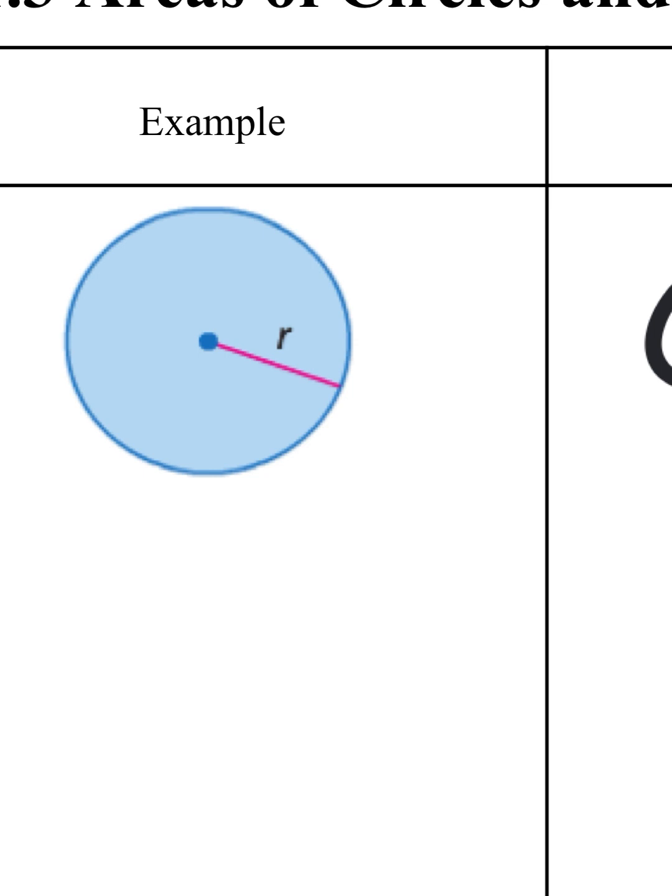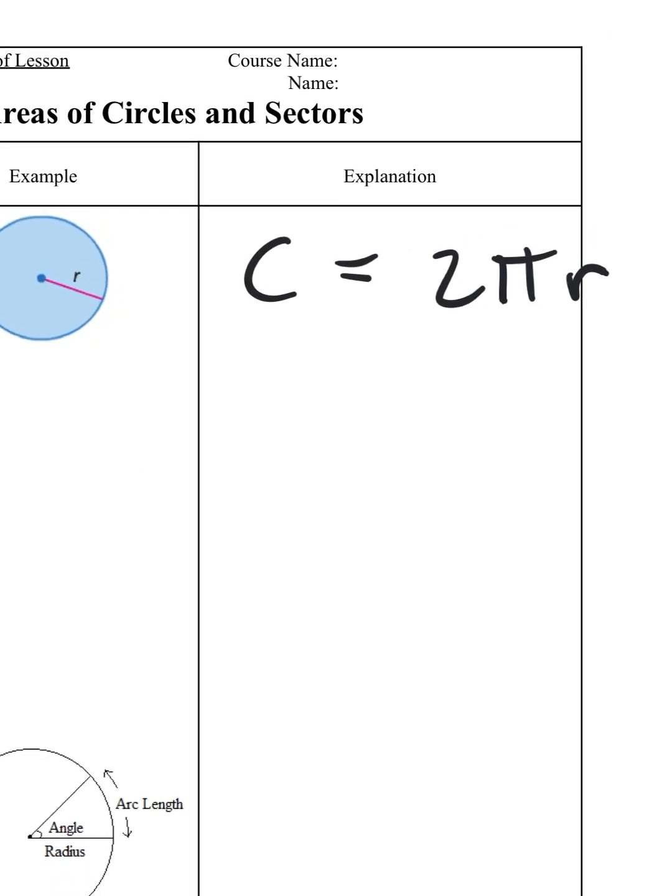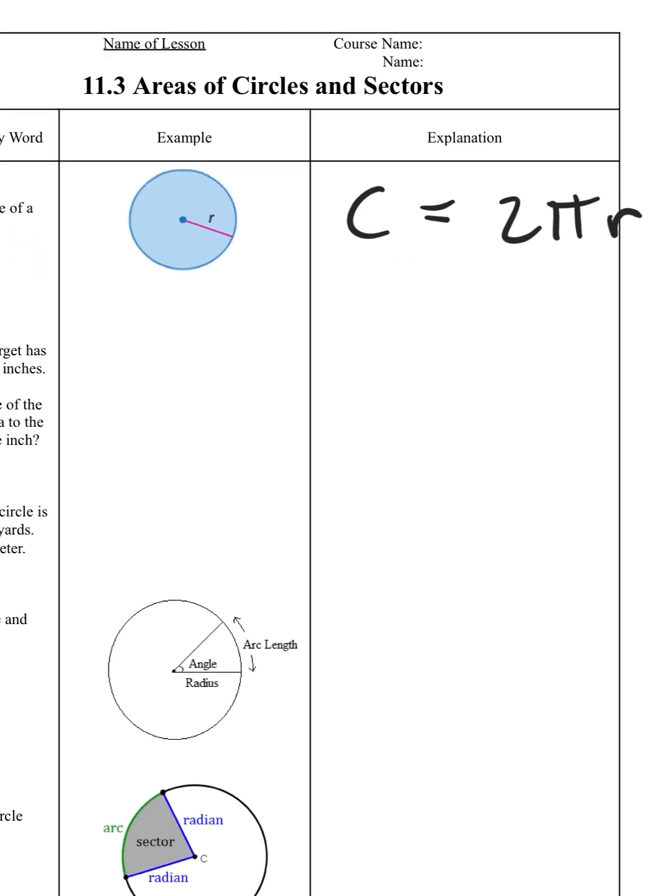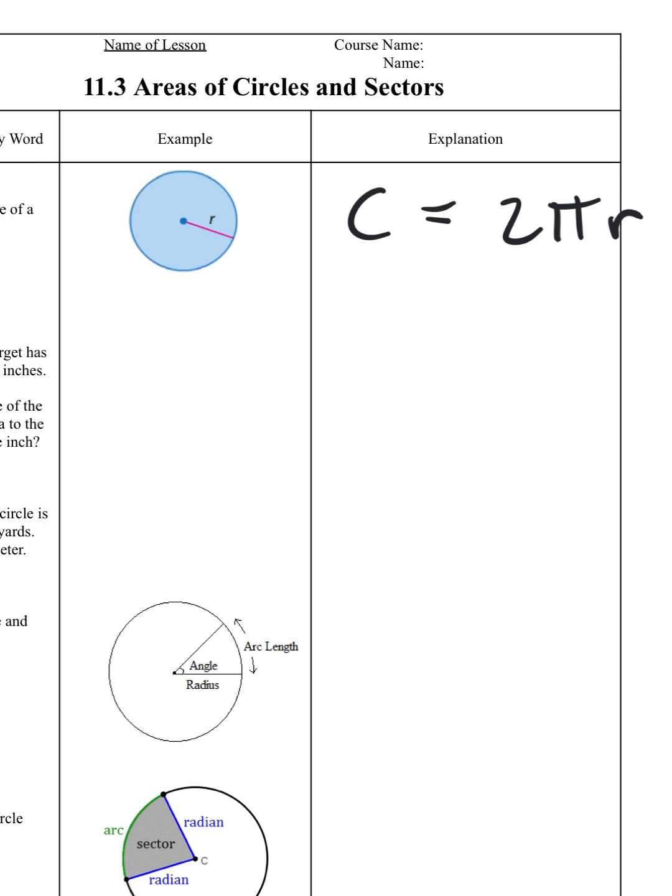So what's the relationship between the diameter and the radius? The diameter is twice the radius. So we'll do some converting back and forth between the two. But for now, just know circumference is 2 pi r, right?